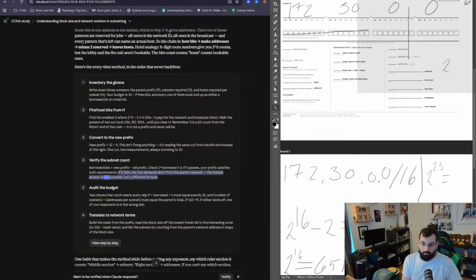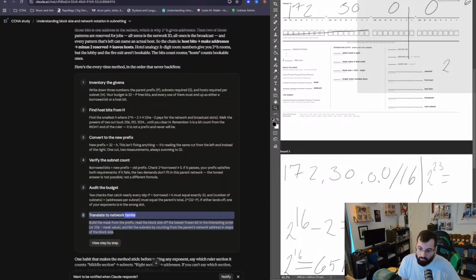The honest answer is that it doesn't make sense, not a different formula. Audit the budget: two checks that catch nearly every slip. P plus borrowed plus H must equal exactly 32, and number of subnets times addresses per subnet must equal the parent's total, 2 to the 32 minus p. If not, one of your exponents is in the wrong slot.